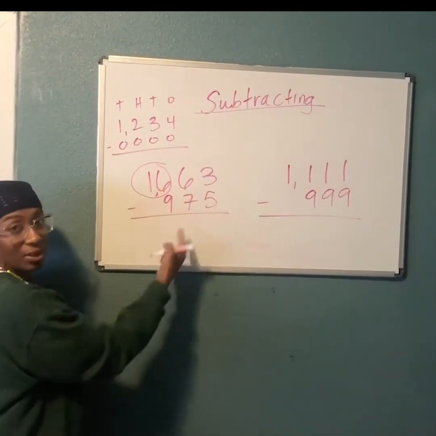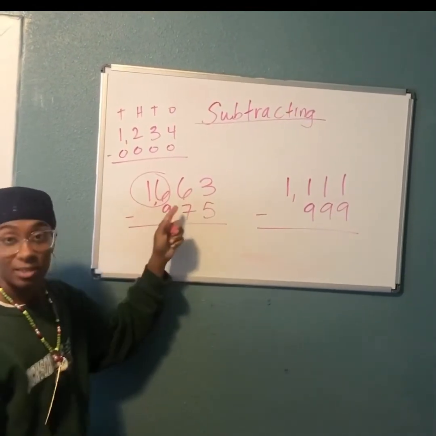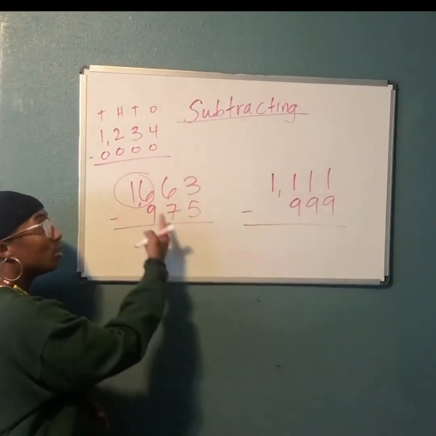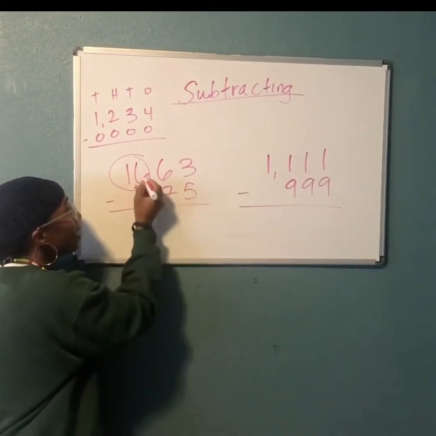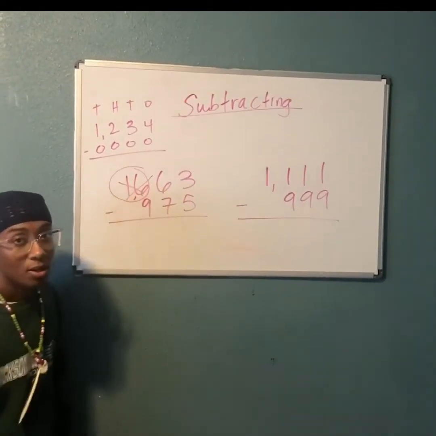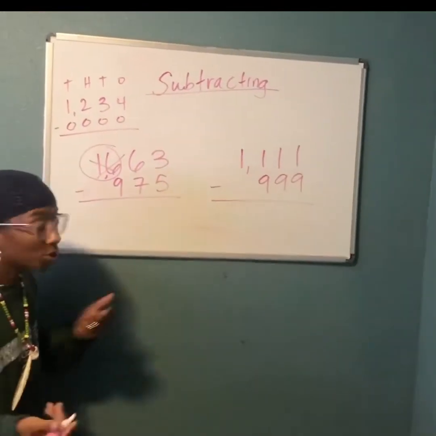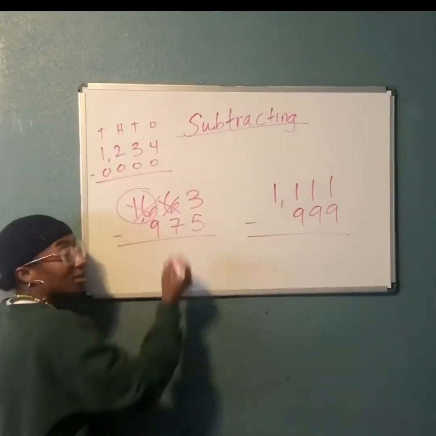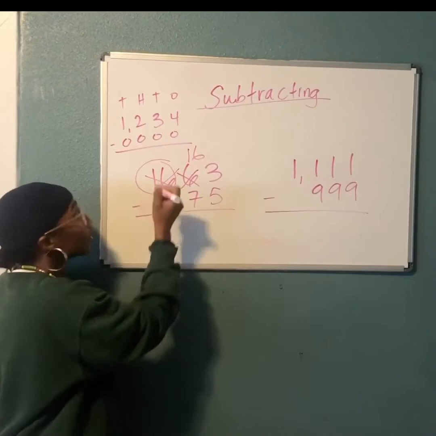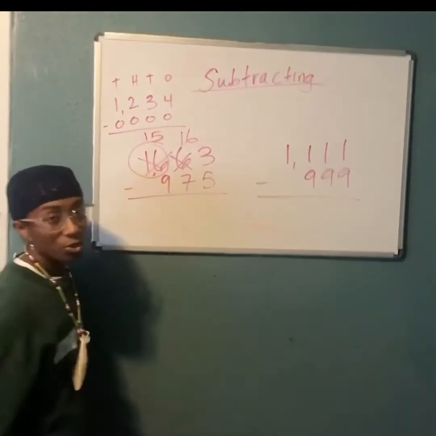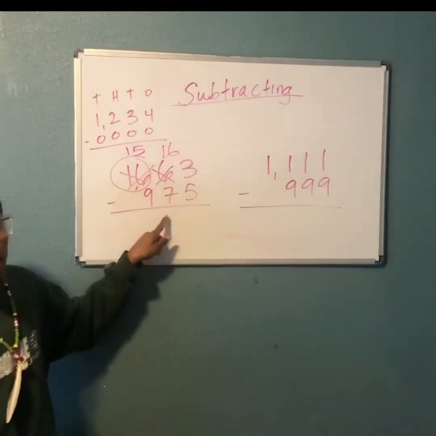Can we do 6 take away 7? No, because 6 is smaller than 7. So we have to make 6 bigger, so we borrow from 16. We ask Mr. 16, can we get a number from you? Sure. You make 6 become 16, and you make 16 become 15. You make this number smaller so you can make this number bigger so they can subtract.